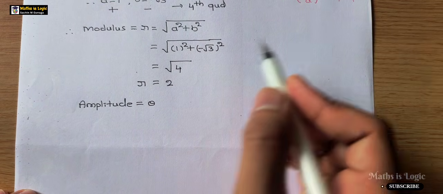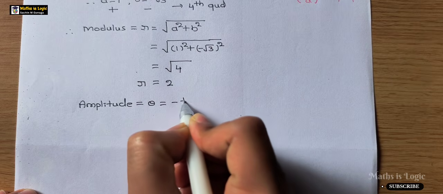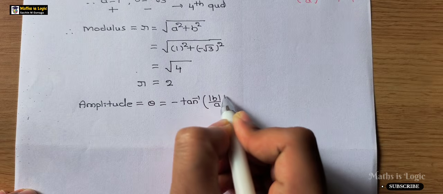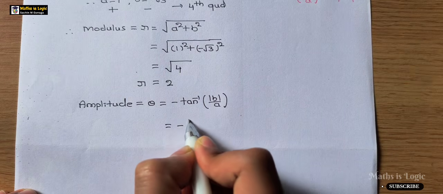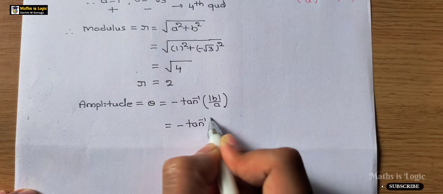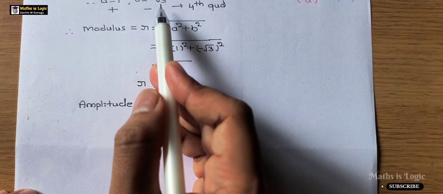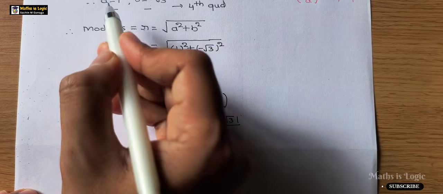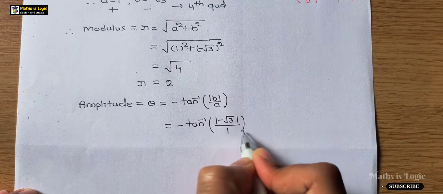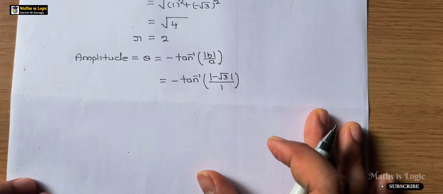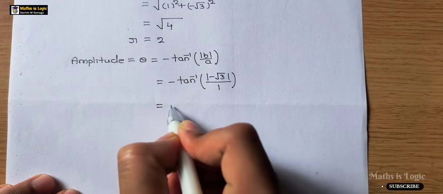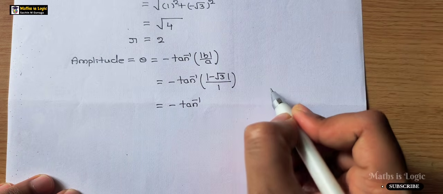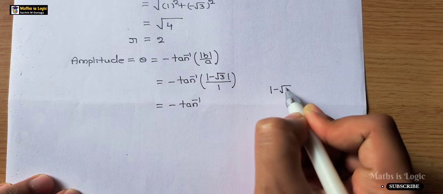So in the fourth quadrant, the amplitude formula is minus tan inverse of mod b divided by a. So which is equals to minus tan inverse of mod b value. What is the b value? Minus root 3, divided by the a value, which is 1. So which is equals to minus tan inverse of, see here the negative sign is there, mod of minus root 3.